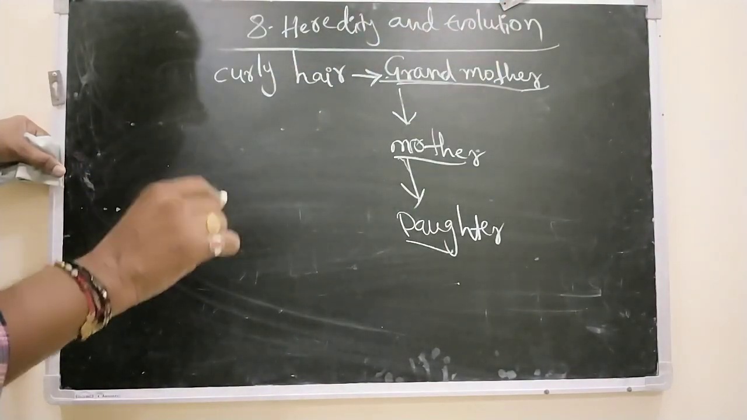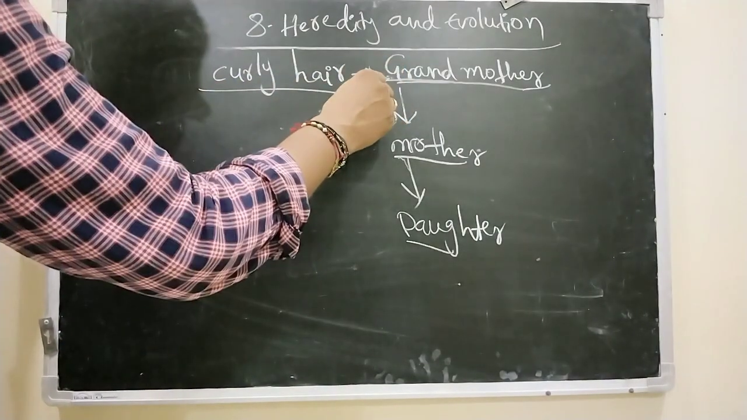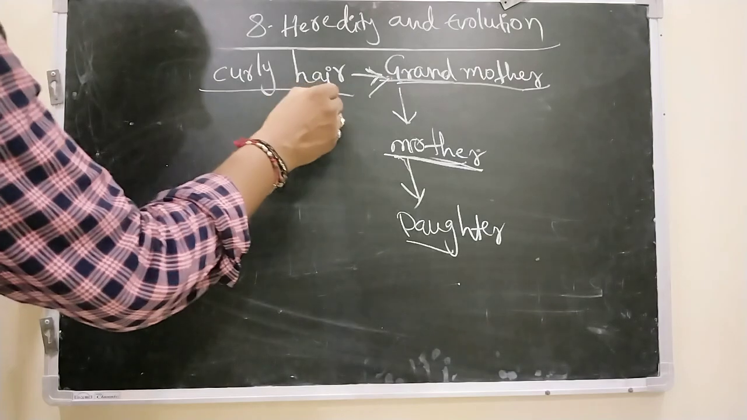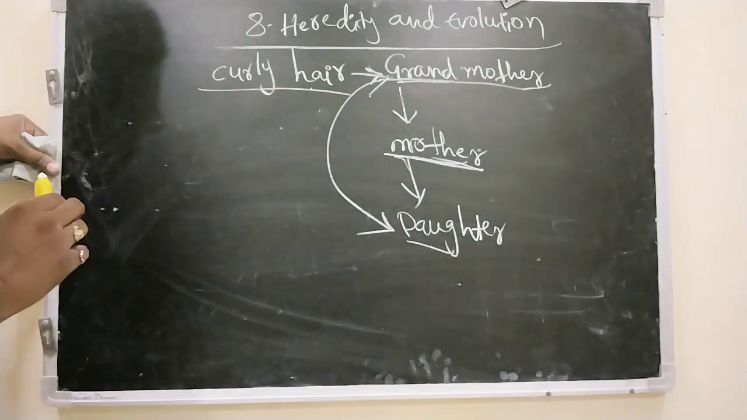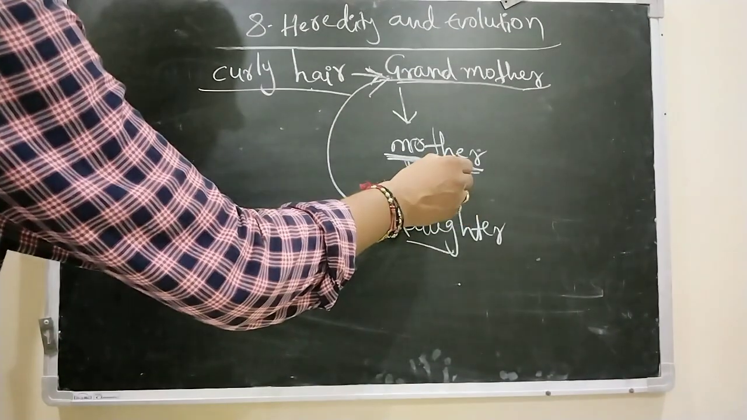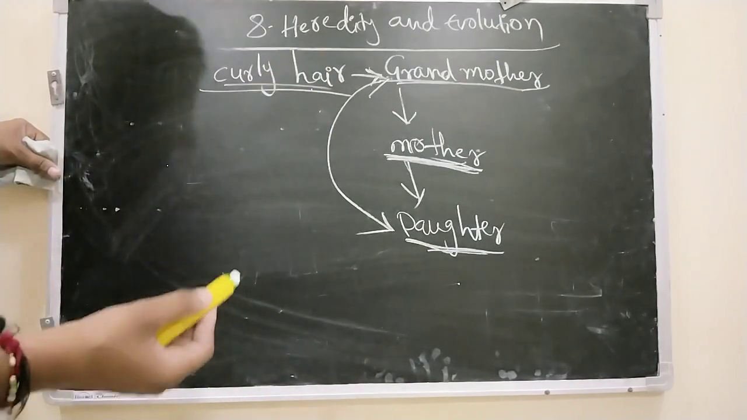But sometimes what will happen, the curly hair present in the grandmother may not appear in the mother and it may appear in the daughter. How is it possible? Here the character did not come in the mother and the daughter will get the character of curly hair. How is it possible?